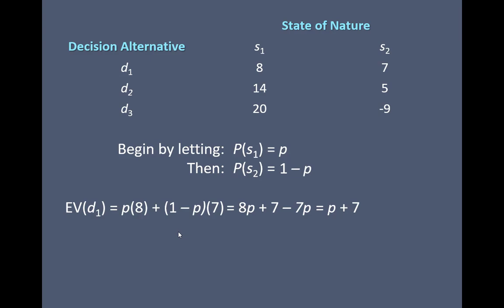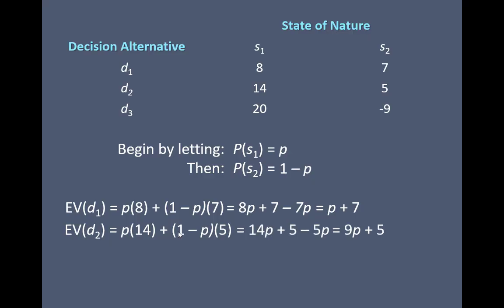P plus 7 is the expected value of D1. And now I'm going to do the same thing with D2. So subbing in P where I normally would have my state of nature probability, I end up with P times 14 and 1 minus P times 5. Again, simplifying that and combining like terms, we end up with the expression 9p plus 5.